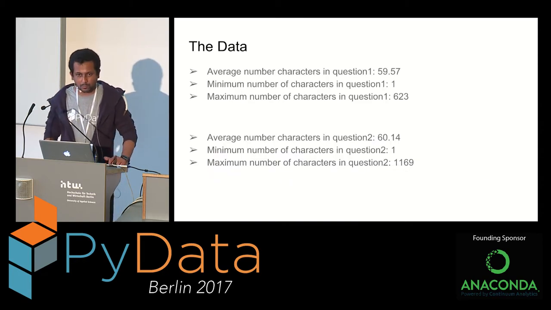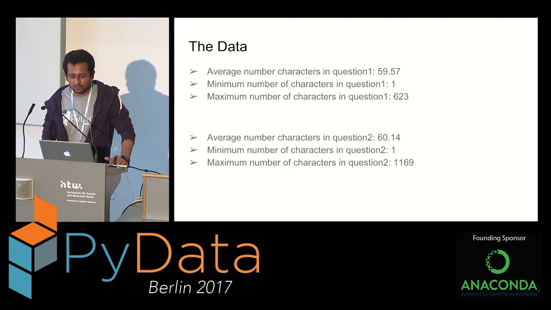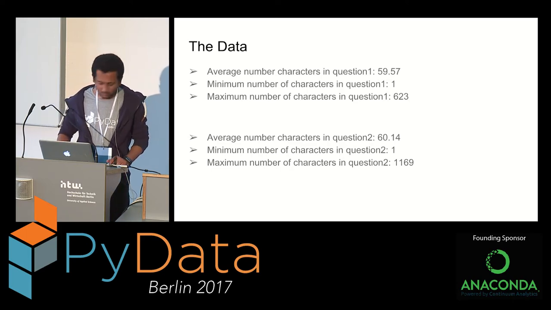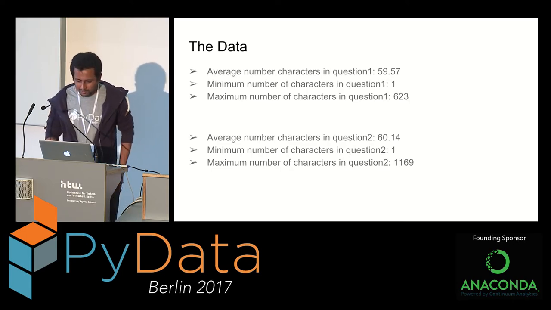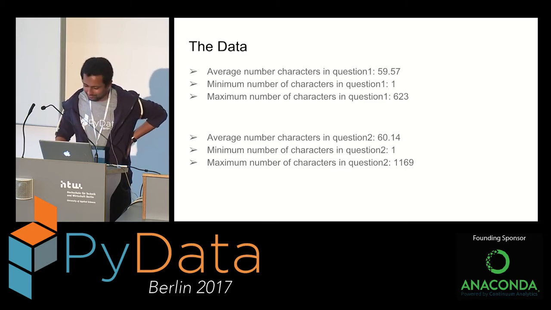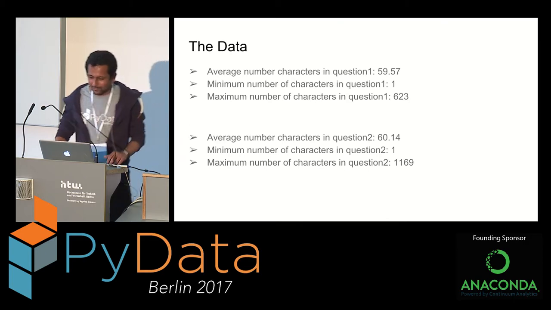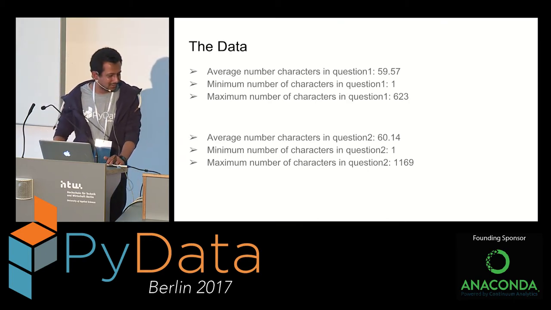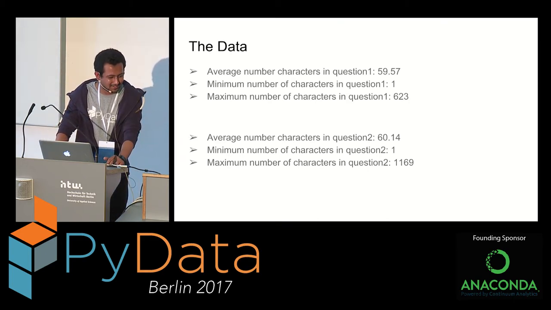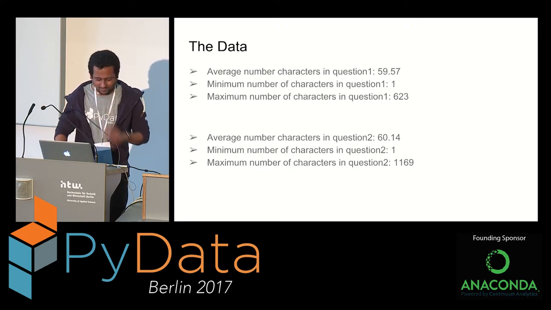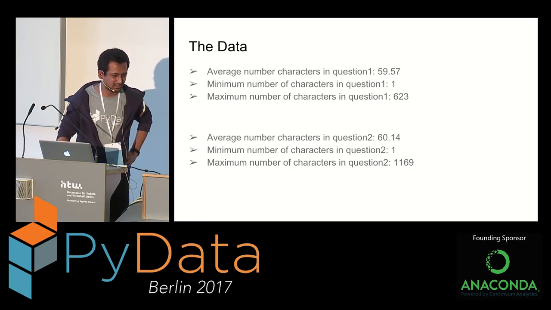Now we can dig into the data. I started with some very basic statistics, like the average number of characters in question one and the minimum number of characters. We can see that the maximum number of characters in question one is almost half of the maximum in question two, and the average number is the same. Some questions had only one character, I don't know why. Maybe a question mark.